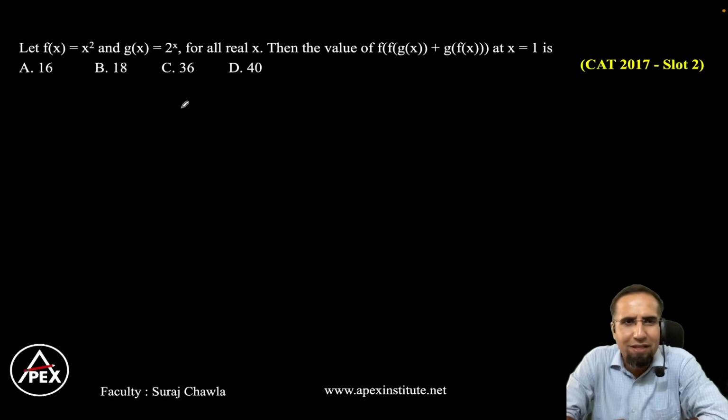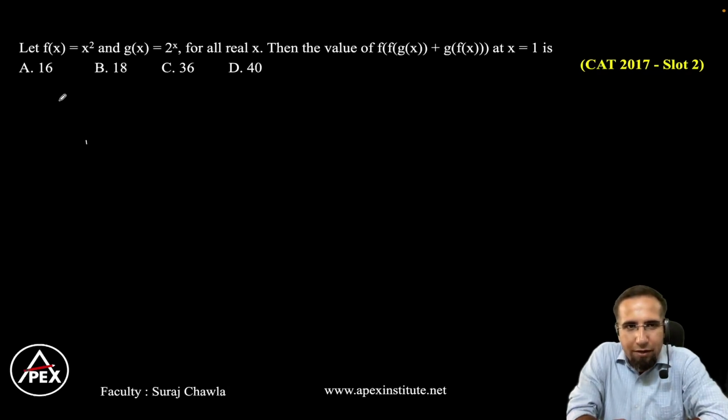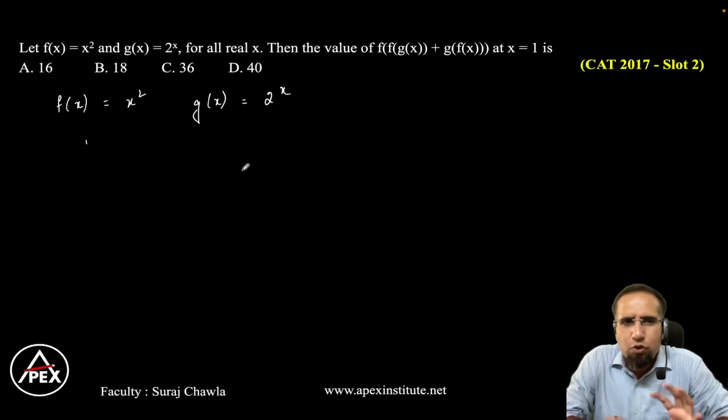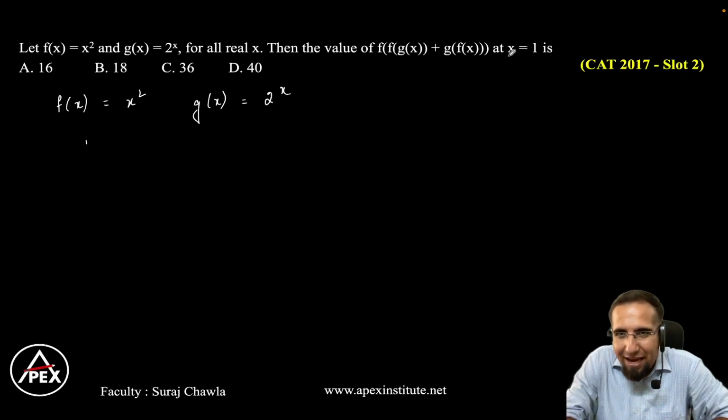Now let's understand this. I'm given f of x is equal to x square, and g of x is equal to 2 to the power x. So whenever we have something like this, and if you leave this expression, the question is saying at x is equal to 1, which means it's simple.